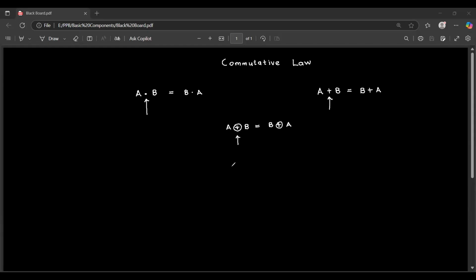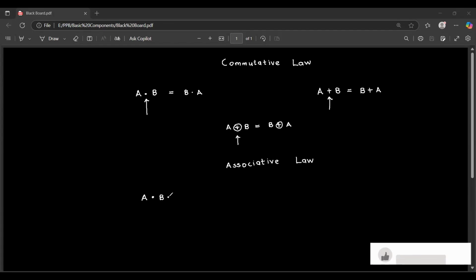Keep in mind. The next law, the associative law. In CAR laws, the next one is associative law. Associative law says that you can group signals according to your desire. So let's say we have something like A plus B plus C. Let's start from the AND gate. So let's say we have A dot B dot C.